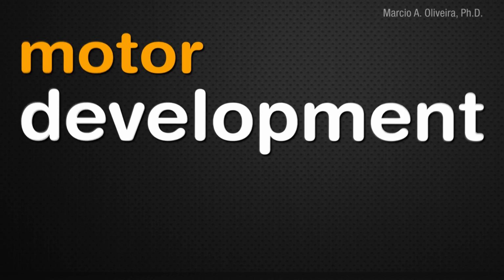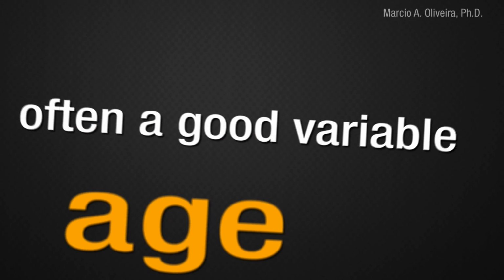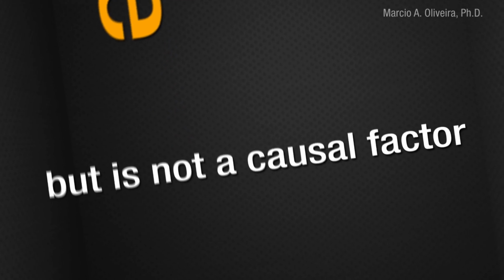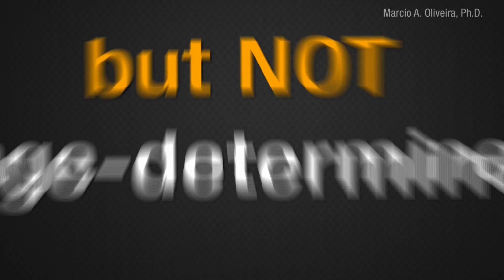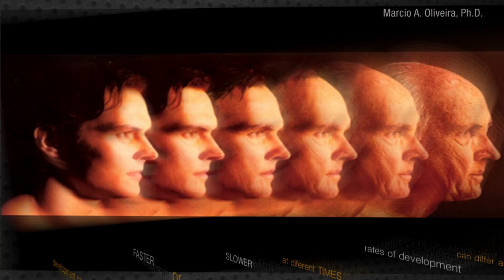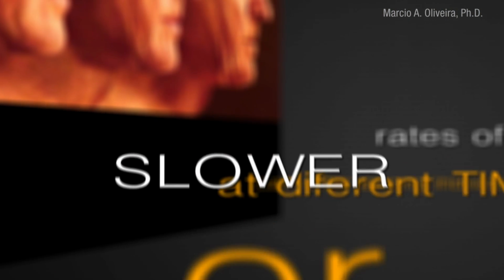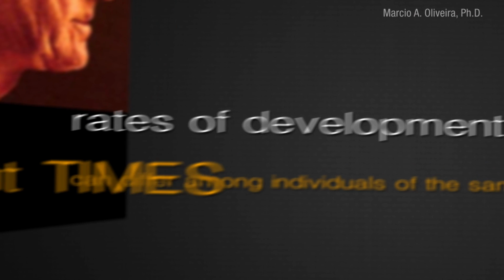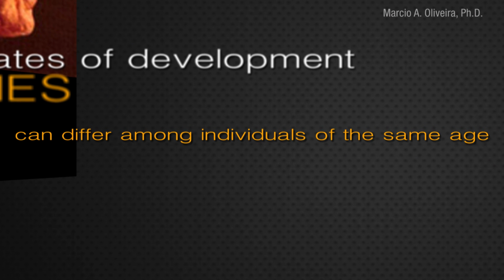That is a tricky question because your motor repertoire changes as a function of your cumulative experience as a mover in the world that you live. In the study of motor development, age is often a good variable for keeping track of developmental change, but is not a causal factor in development. In other words, we say that development is age-related but not age-determined. As age advances, development proceeds. However, development can be faster or slower at different times, and rates of development can differ among individuals of the same age.